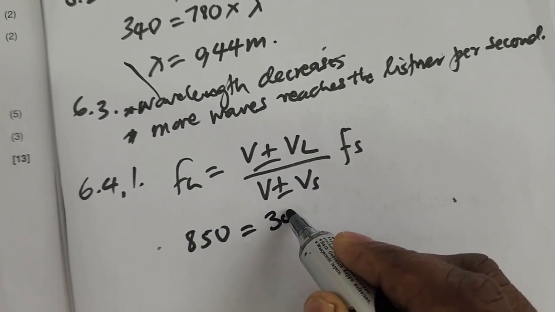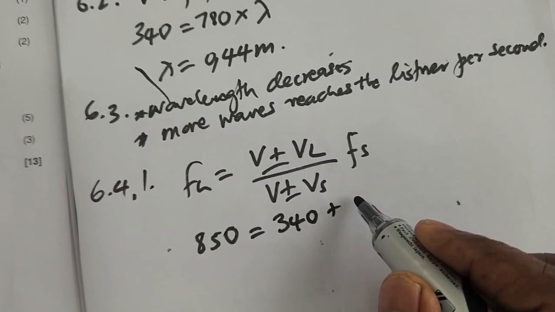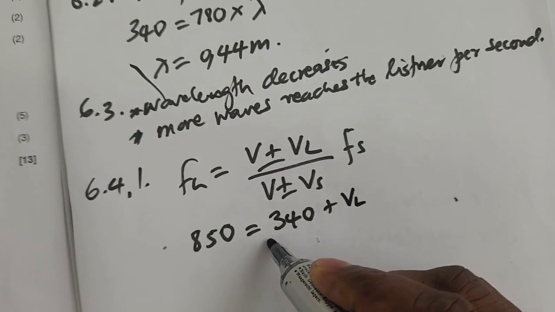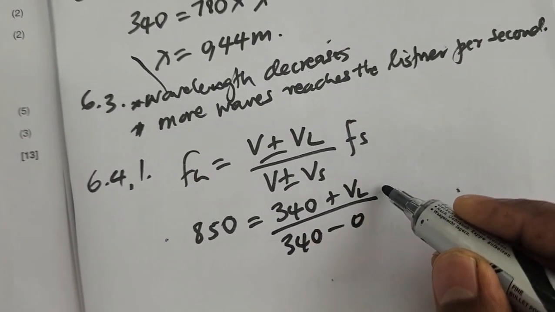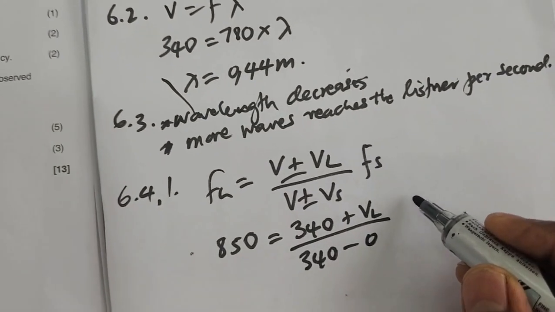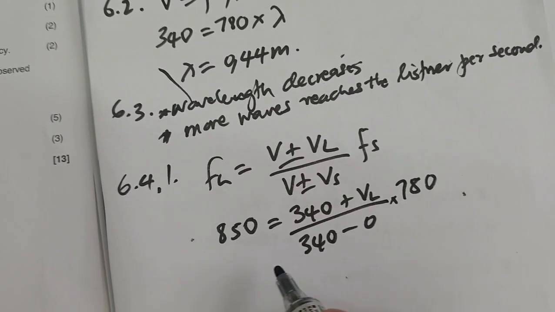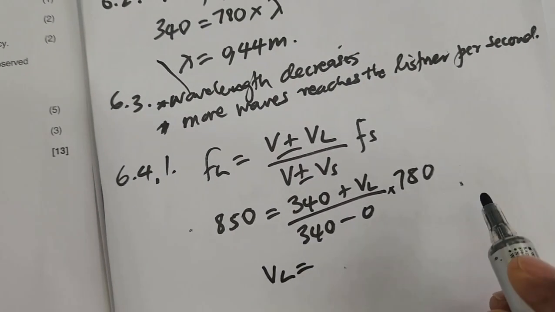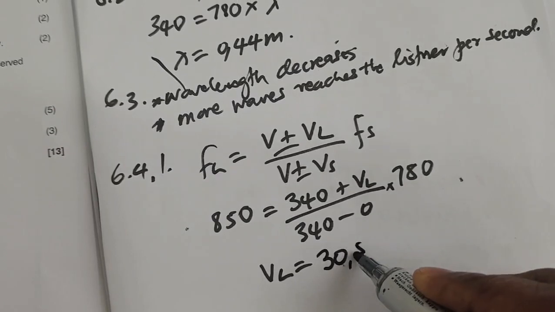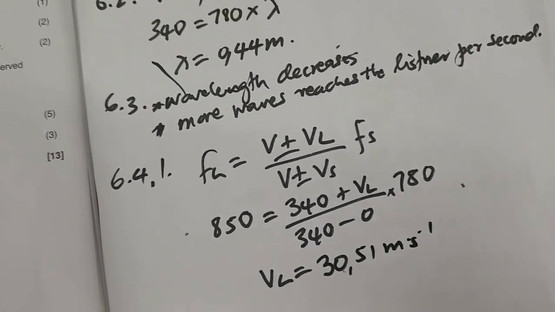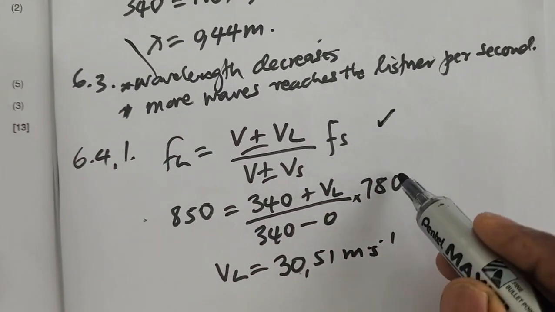V is 340. Because the motion is towards, then we'll start with the plus. The listener is the one I'm calculating, so I will just write VL. And then 340 minus 0. Then the source is emitting the frequency of 780. That's the case. Then from here you will just work it out with your calculator. You will end up with 30.51 meters per second.